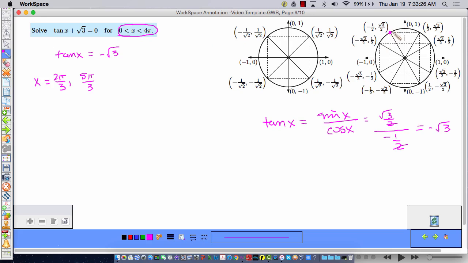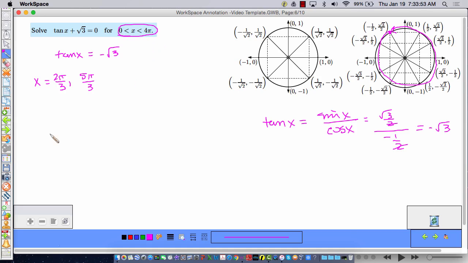So in order to get the next solution, if I travel from 2 pi over 3 another 2 pi units, I'm still within 0 and 4 pi. Because if I go around twice, 2 pi, 4 pi. So clearly that is going to be within our domain of 0 to 4 pi.